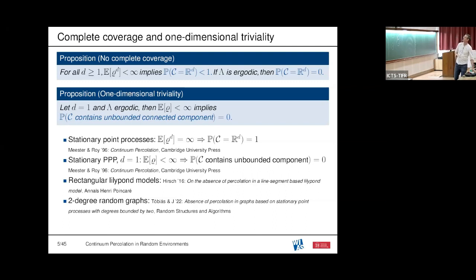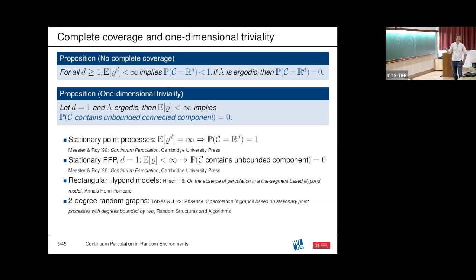First, let's get out of the way some basic properties that you also find in the classical Poisson Boolean model, the Gilbert graph, and that is concerned with one dimension and the existence of certain moments of the random radii. So here's the first statement. If the dth moment of these radii exists, then you don't see full coverage with probability one. There is positive mass that you don't see full coverage.